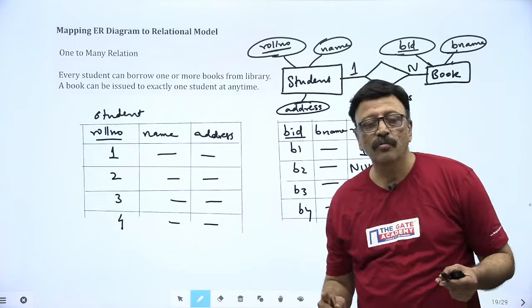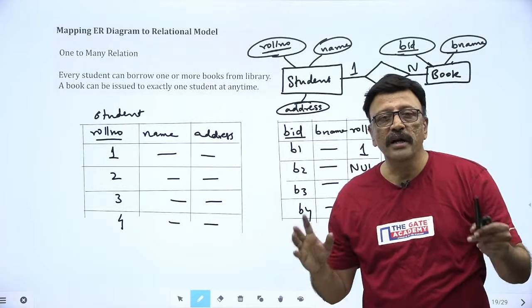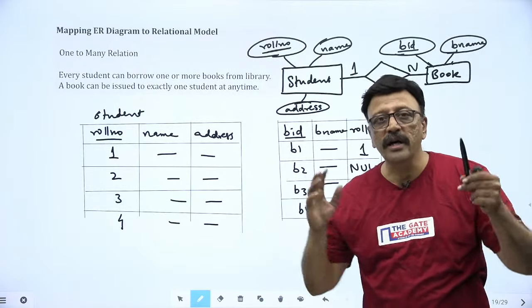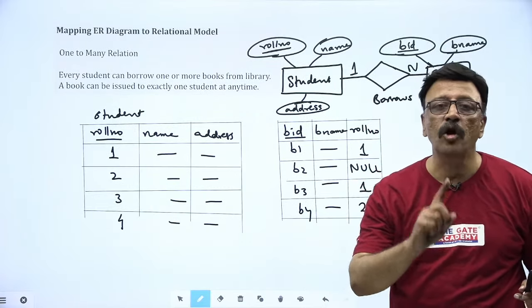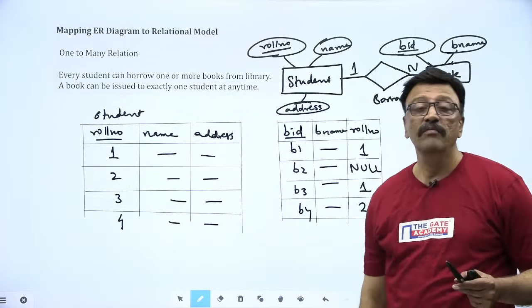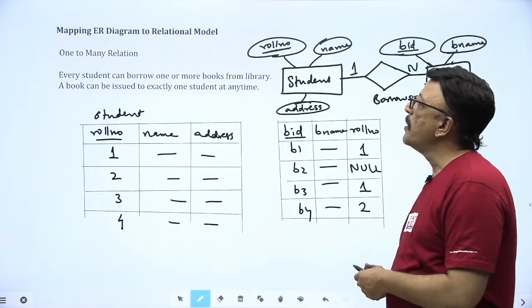Repeat. What is the rule? If you are transforming one to many or many to one ER model into a relational model, then the key attribute of one side should become an additional column of many side. We call it a foreign key. Tomorrow we will see what we mean by foreign key. Okay.